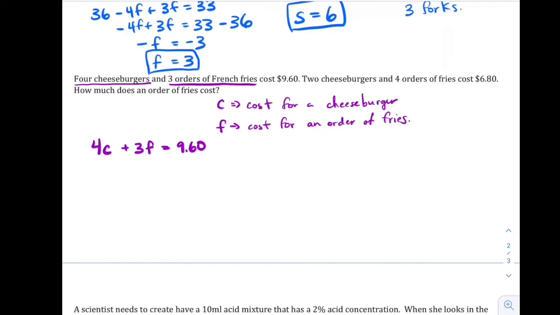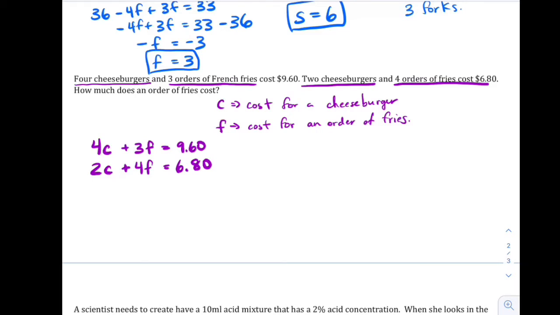For the next time you went, you paid C twice, so 2C, and you paid F 4 times, is equal to $6.80. Now this is a case where we want to solve. In this case, it specifically asks us for an order of fries, so it's specifically asking for F. It actually doesn't care about C, but we're going to solve it just like before.